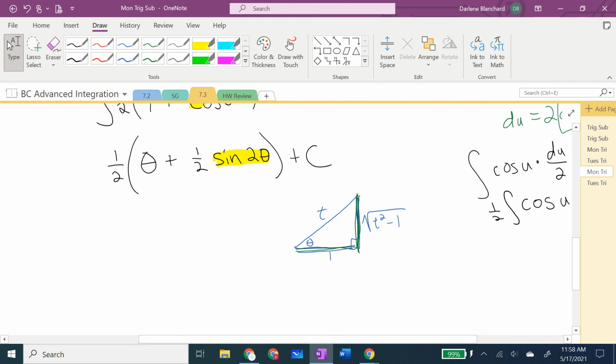I can find sine theta. Isn't there an identity with the sine of 2 theta, cosine theta times sine theta? Yep. And online, do you remember the identity that can be used in this case? Sine 2 theta is equal to 2 sine theta cosine theta, and this is another trig identity. I wouldn't expect you to have this memorized, but it should sound familiar. That's going to change this to being 1/2 parentheses theta plus sine theta cosine theta.